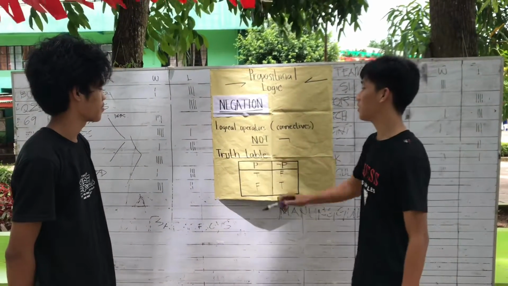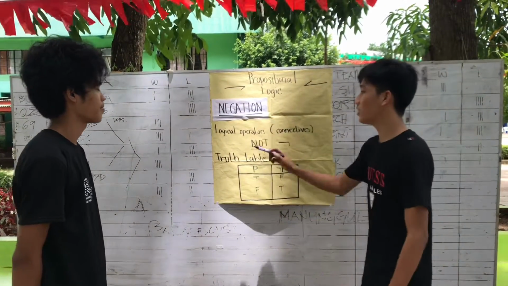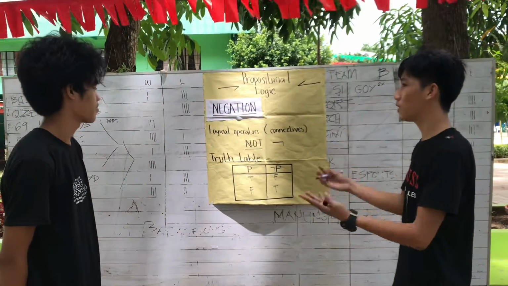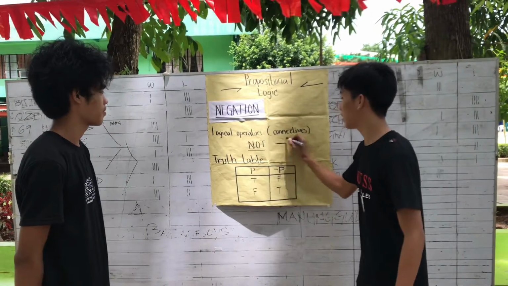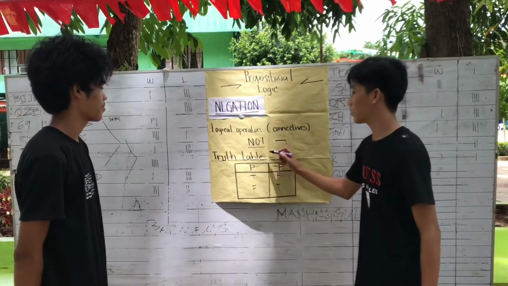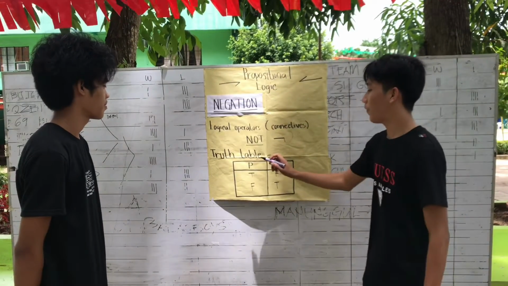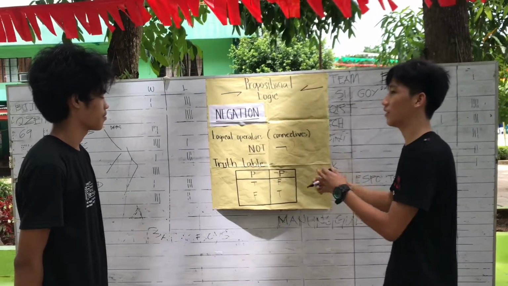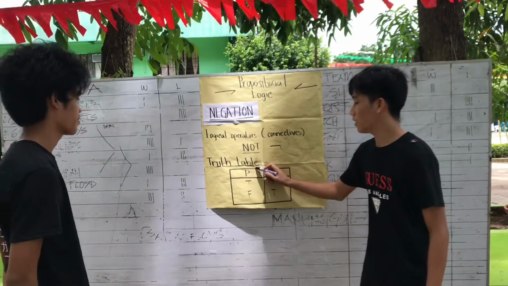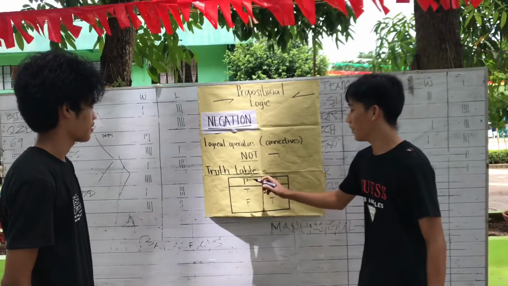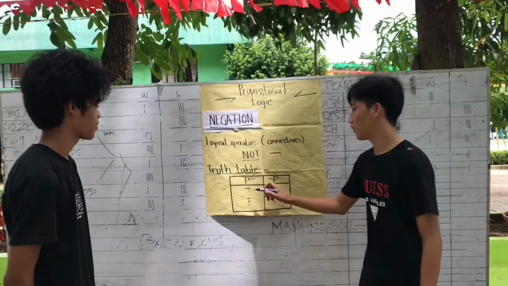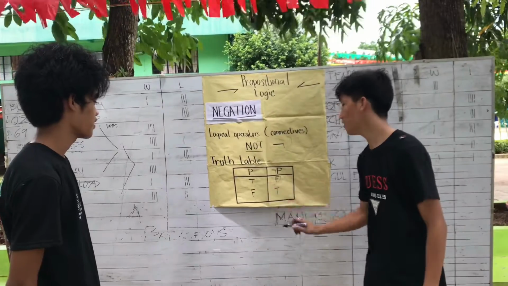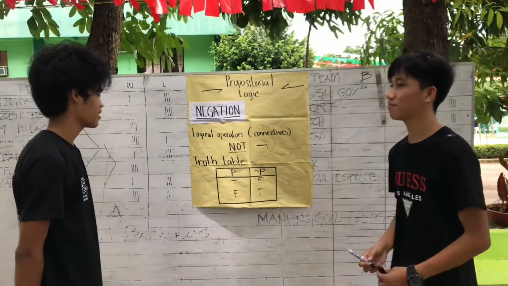So what is the logical operator or connective of a negation? The logical operator of negation is "not" if we are using word problems, and this sign if we are using a truth table. So this is the truth table of negation, with the variable p and the negation of p. Negation is the contradicting of the idea. So if the variable p is true, what do you think is the negation of true? It is false. And if it is false, then it is true.